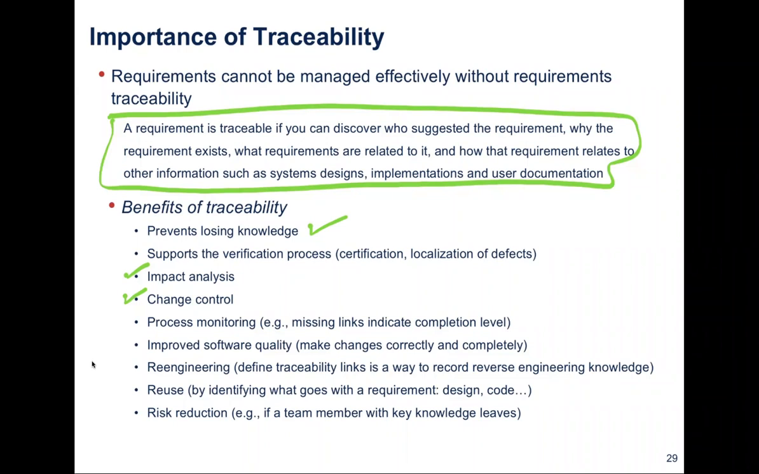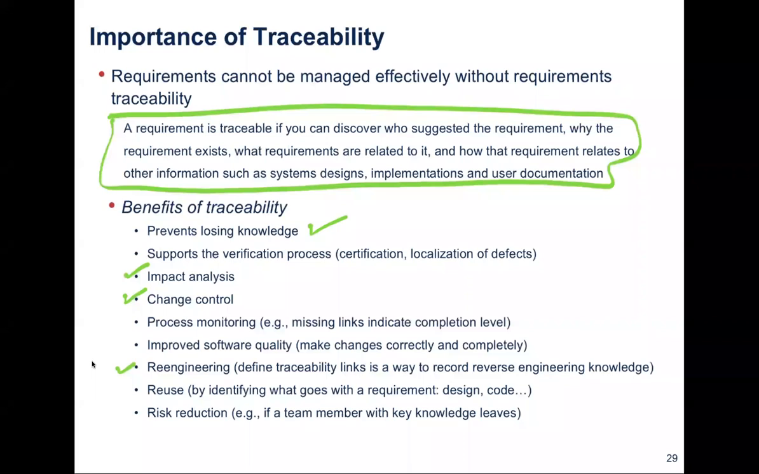This traceability helps in improving the software quality. That means it will help in making those changes correctly and completely adapted and applied. Also, those traceability links are commonly defined in the re-engineering process, in which they are commonly used as a way to record reverse engineering knowledge.